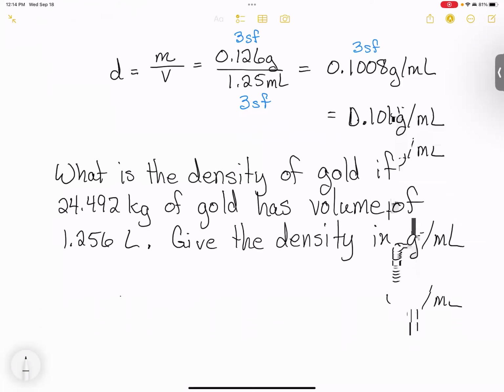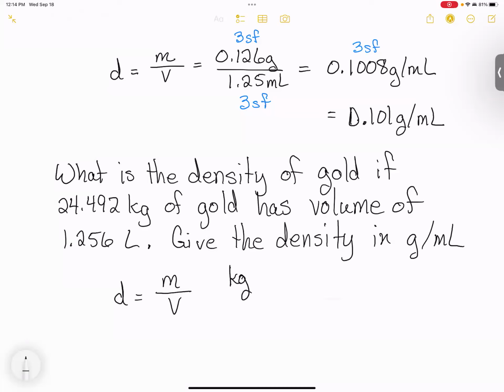What I notice is that the density is equal to the mass divided by the volume. And I specifically want the mass in grams, but I was given the mass in kilograms. As far as the volume, I want the volume in milliliters, but I was given it in liters. So you're going to have to do some conversions before you do your calculation.